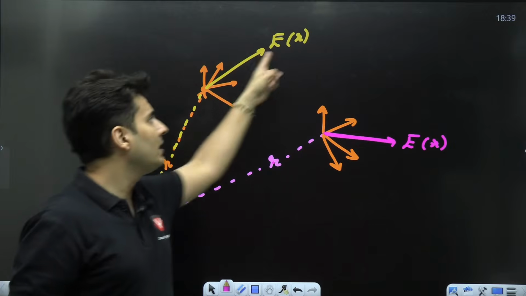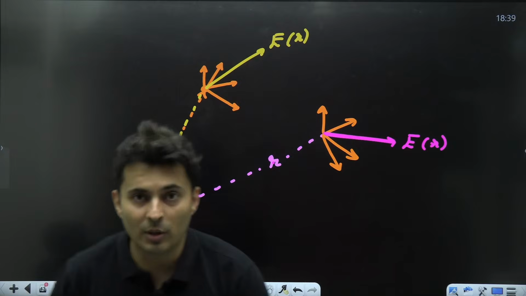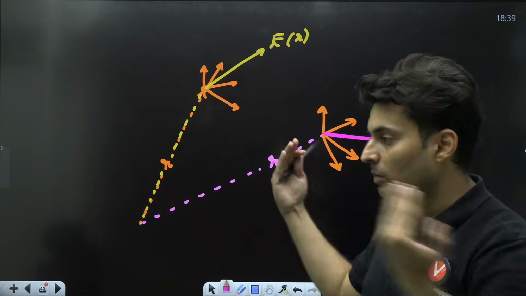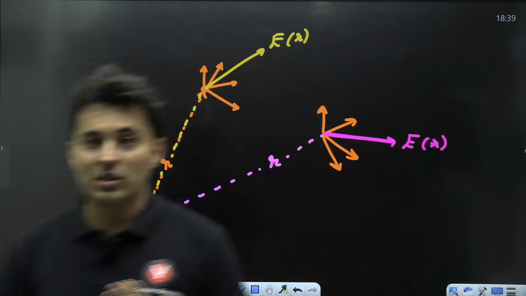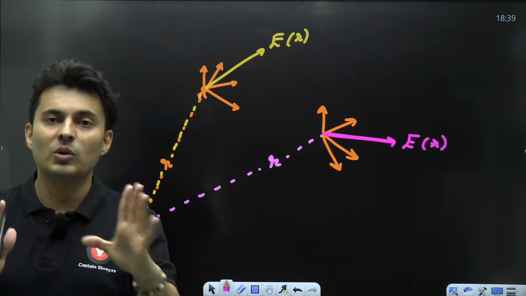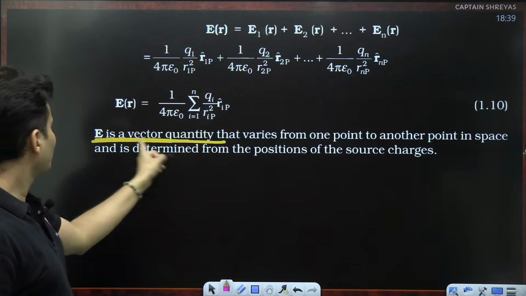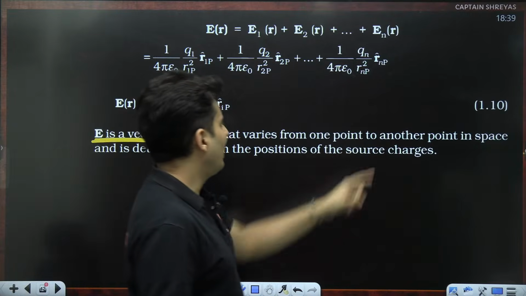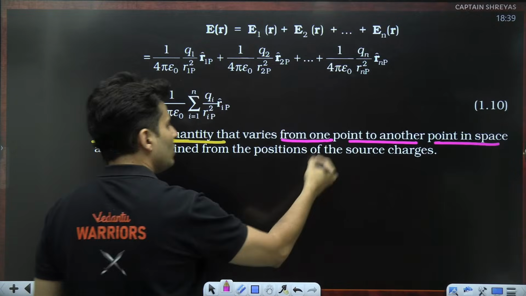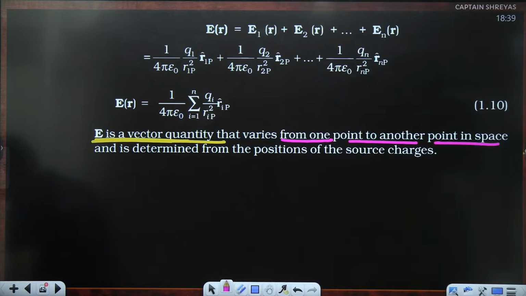Is it clear what that E of r means? r stands for the position. If you change your position from here to here, obviously my field will change because I will be affected differently by all the charges. My net field will change. So distance plays an important role. That is what they have in fact mentioned. As the E vector varies from one point to another in space, you will have to consider the location of that particular point. Clear?